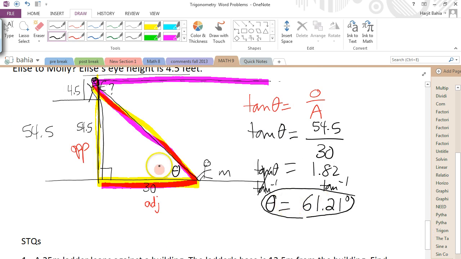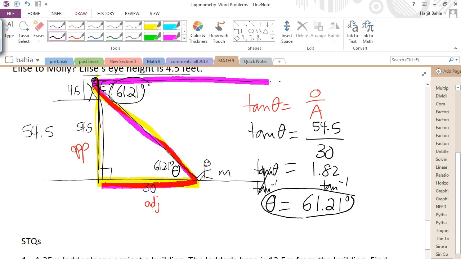That is this. 61.21 degrees. Sorry, that's not the angle of depression. That's just that angle there. Because like I said, the Z rule, that is equal to that. So that is also then 61.21 degrees.